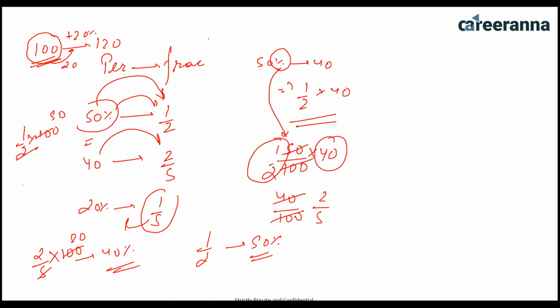Let's say any number, let's say 500. And if I have to add 100% of this number in it, that means I have to add 500 in it. So it would be 1000. Let's say there is another number.